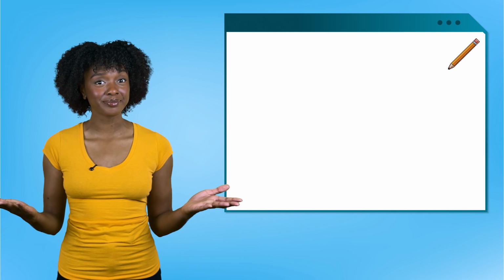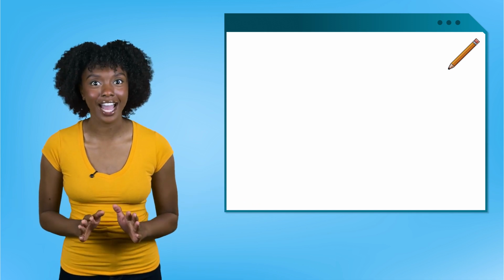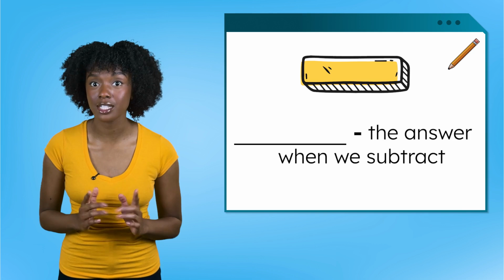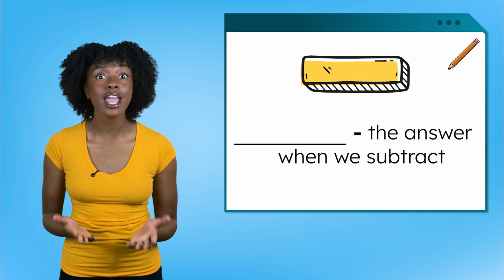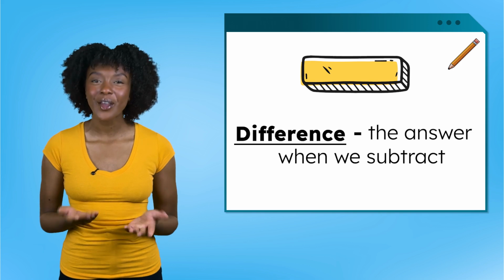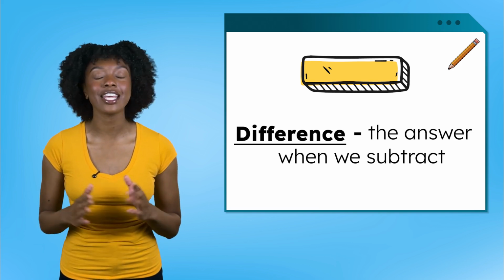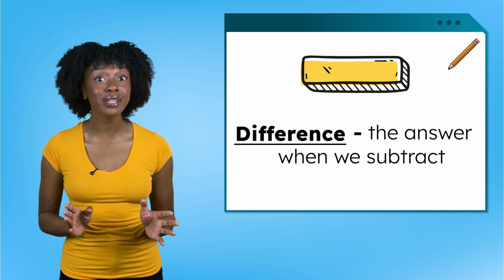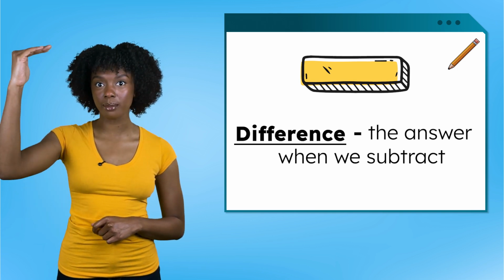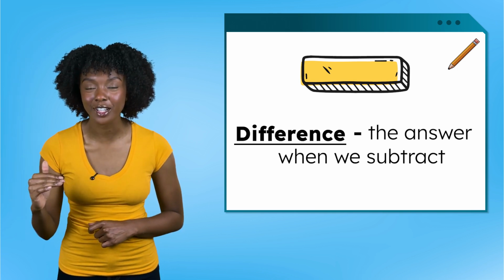Let's jump right in. Follow along with me in your guided notes. When we subtract, we take away from a number to see how much is left. The answer we get is called the difference. We can find the difference between any pair of numbers no matter how many digits they have. Just remember to start with the greater number and take away the smaller number.